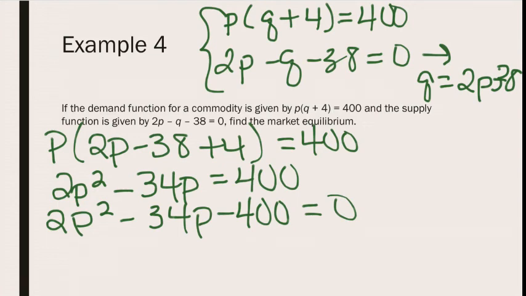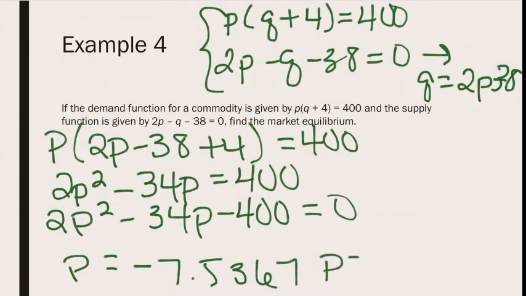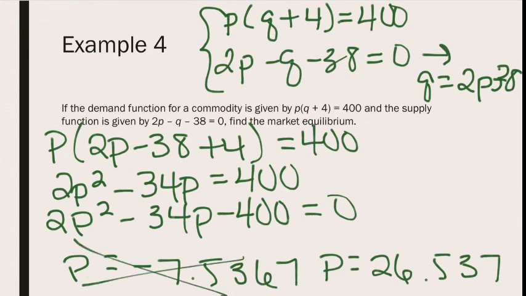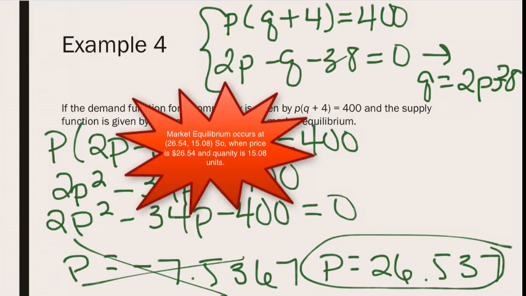And when I use the quadratic formula, I get two possible answers. I get that P could be negative 7.5367, or P is equal to 26.537. Well, since we're talking about the price and the quantity, we know that the price can't be negative, so we can't use that negative value. So the price here would be about $26.54. That makes the quantity about 15.08.